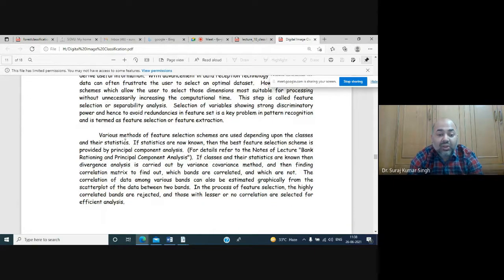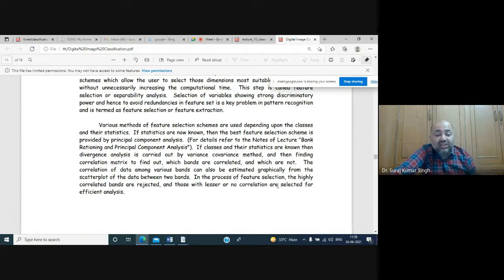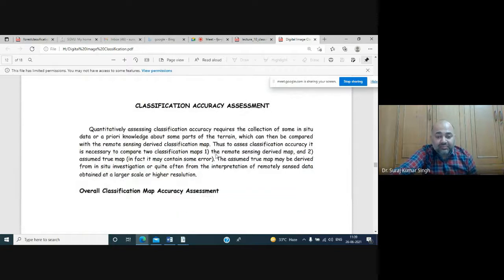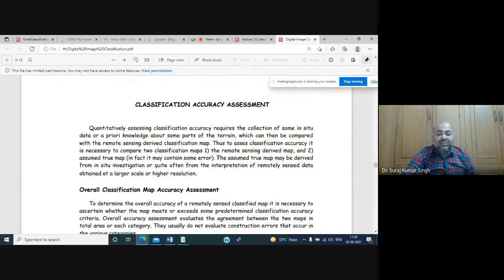So based on the various methods of feature selection, depending on the class and their statistics, if the statistics are not known, then the feature selection scheme provided by PCA will be performed, and the variance and covariance values will be determined for each and every band. The features which are highly correlated are identified, and those with lesser or no correlation are selected for effective analysis. And finally, you will be classifying the image.